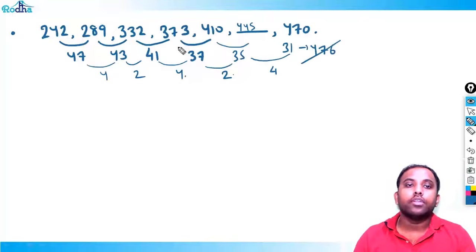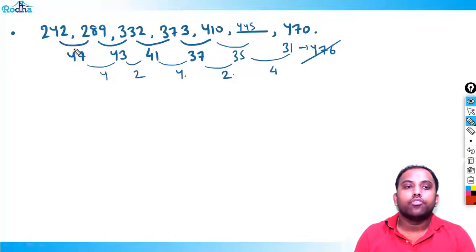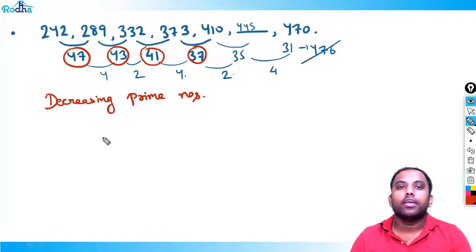Now what is the next logic we can see? We can see that these numbers, 47, 43, 41, 37. What are these? These are decreasing prime numbers. Correct.